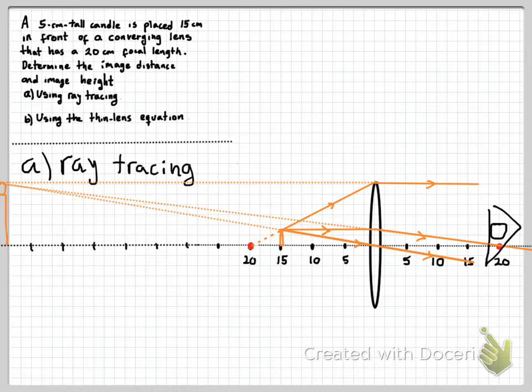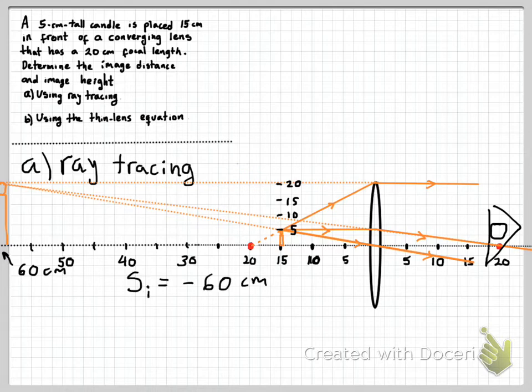So this is going to be approximately 60 centimeters to the left of the lens. The other thing that we can figure out is what's the height of the image of the candle. So using the vertical scale that we set up, the candle's height is 5. You can see that the image of the candle seems to be 4 times as big as the candle, so that gives us 20 centimeters for the height of the image.